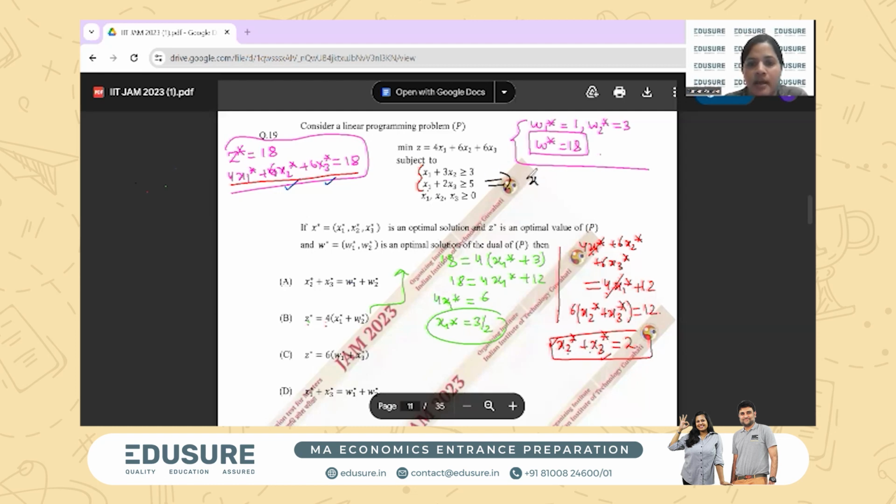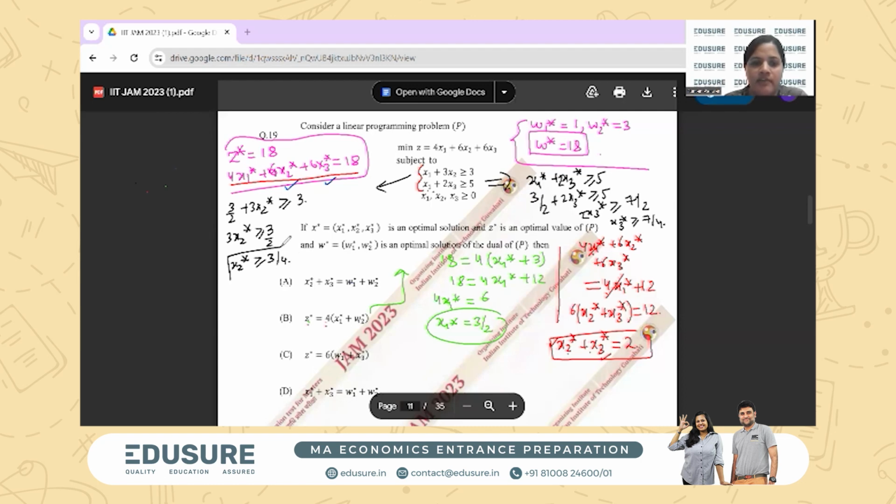This means x1 star plus 2x3 star is greater than or equal to 5. Let us solve this first. x1 star is 3 by 2, so 2x3 star is greater than or equal to 5 minus 3 by 2, which is 7 by 2. So x3 star is greater than or equal to 7 by 4. Now let us look at what this condition gives us: 3 by 2 plus 3x2 star is greater than or equal to 3, so 3x2 star is greater than or equal to 3 by 2, so x2 star is greater than or equal to 3 by 4.